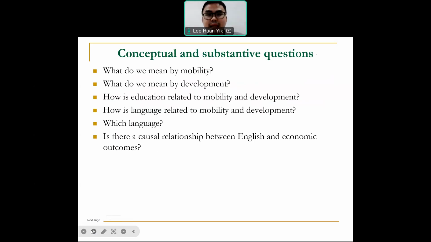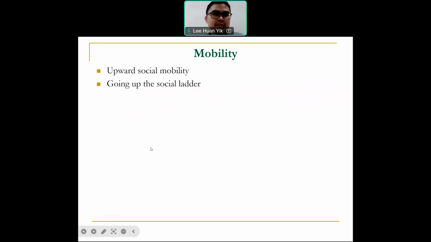And what is the relationship between English and economic outcomes, for example? And what do you mean by development, in other words? What about mobility? Why is it important? These are very important conceptual and substantive questions that we should seek to answer. For mobility, we know that people want to move up. So there's this upward social mobility, and they want to go up the social ladder. All of these are important aspects that we need to consider.